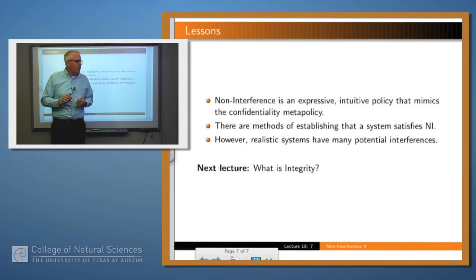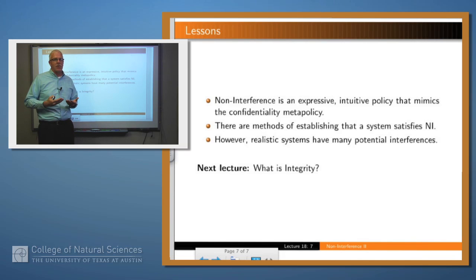Okay, so what have we learned? Well, non-interference is a very expressive, a very abstract policy that's good in a lot of cases. And there are ways in which we could establish that a system satisfies non-interference by proving this thing about the arbitrary interleaving of operations by subjects. But it turns out that that's really hard in realistic systems because most realistic systems have a lot of potential interferences. Thank you.